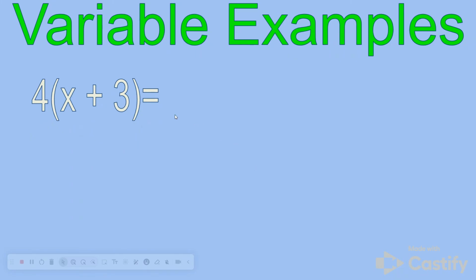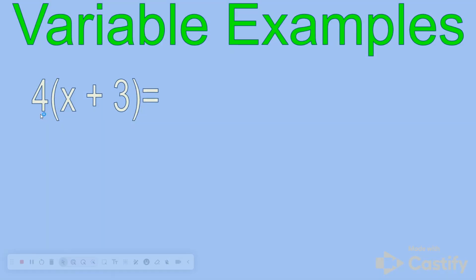The reason we have to do distributive property here is you can't do x plus 3. Those are not like terms. You cannot add those together. It is mathematically impossible to do an x plus a 3. So the only way to make the parentheses go away is by doing distributive property.